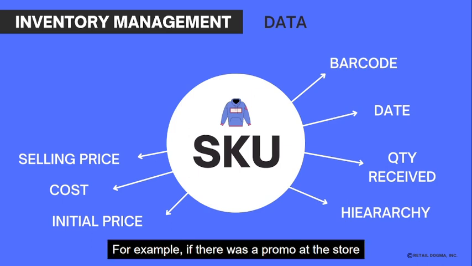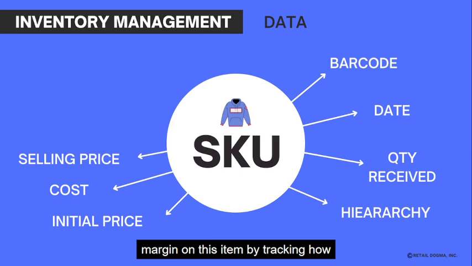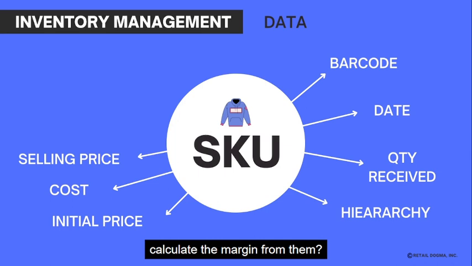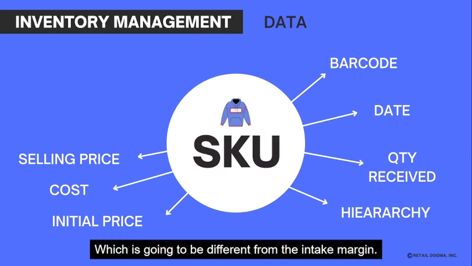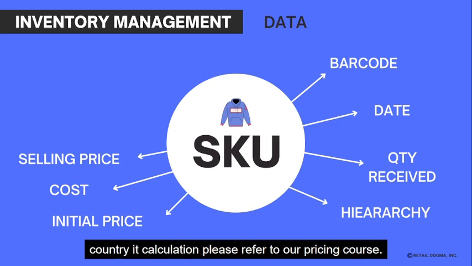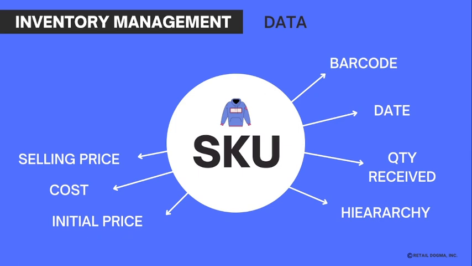For example, if there was a promo at the store, or if the item was sold on staff discount, the actual selling price is going to be lower than the initial price, and this will be recorded and attached to this SKU. This helps us later on to find out the realized margin on this item by tracking how much quantity was sold at what price and calculating the margin from them, which is going to be different from the intake margin. Then using both margins, we can calculate the discount rate. For more on discount rate calculation, please refer to our pricing course.